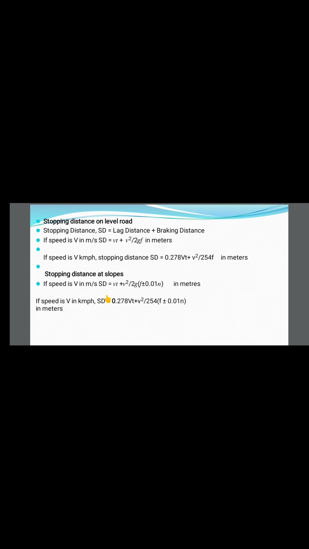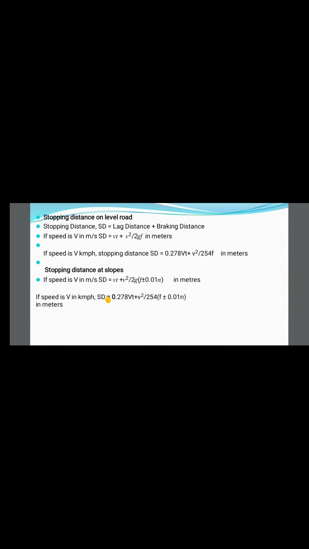When it is on sloping ground, for design speed with velocity V in terms of meter per second, it is Vt plus V square by 2Z into F plus or minus 0.01 times the N. And if it is in terms of kilometer per hour, the stopping distance is equal to 0.278 Vt plus V square by 254 into F plus or minus 0.01 N.